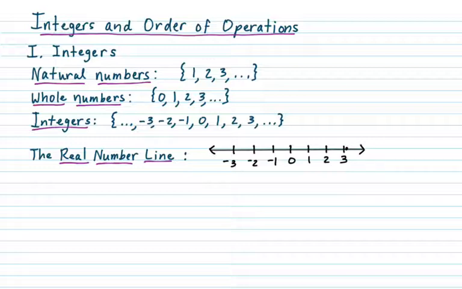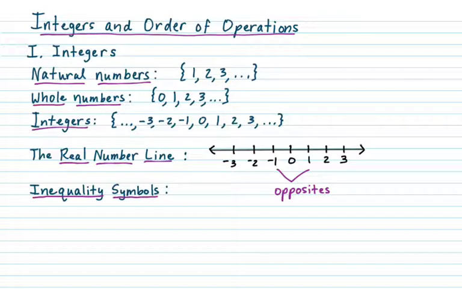All right, so let's talk about a couple of other things related to integers. So first of all, -1 and 1 we would say are opposites, or -3 and 3 are opposites. So they have different signs, basically, or the opposite sign. I also want to discuss inequality symbols. We have the less than symbol, the less than or equal symbol, the greater symbol, and the greater or equal symbol.